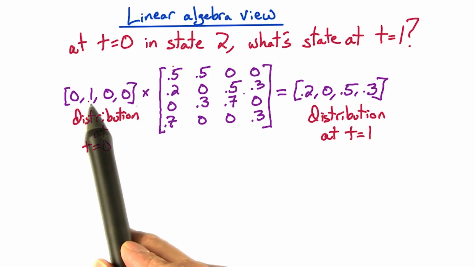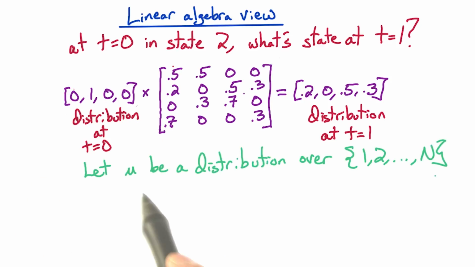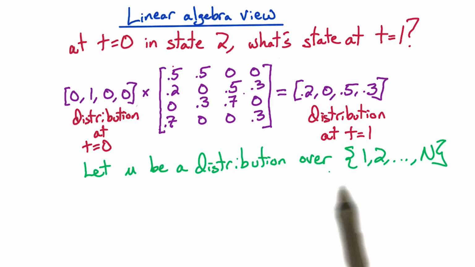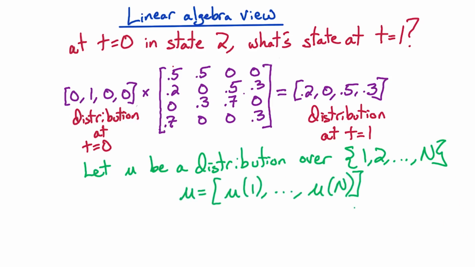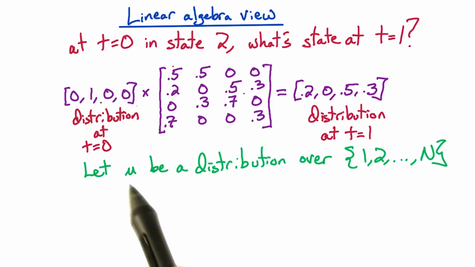And in general, at time 0, I don't have to be in a fixed state. I can be in a distribution over the states. So let mu be an arbitrary distribution over the n states. So what exactly does that mean? That means mu is this row vector of size n, and it's a probability distribution, so the sum of these entries is exactly 1. And all these entries are between 0 and 1. Now we're replacing this vector by the distribution mu.